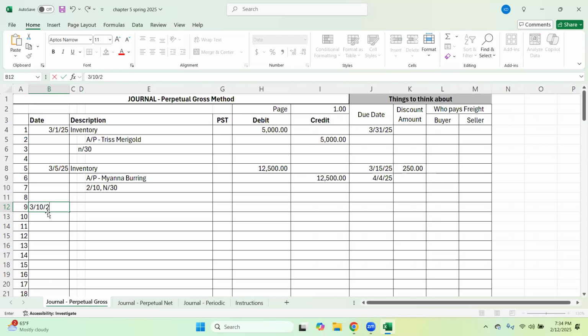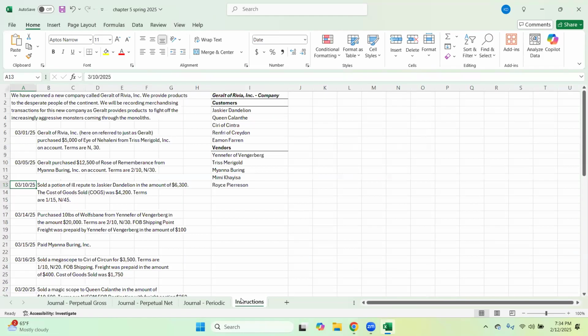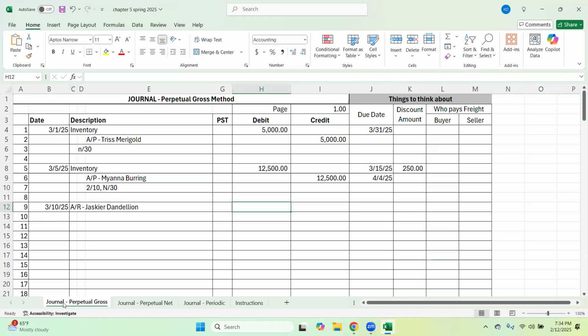3/10, 6,300. Okay, that's going to be accounts receivable. And that's going to be that Jaskier Dandelion. Yeah, who wouldn't want that as their name, right? Okay. And how much was that for? That was 6,300. Okay. This is going to be sales.